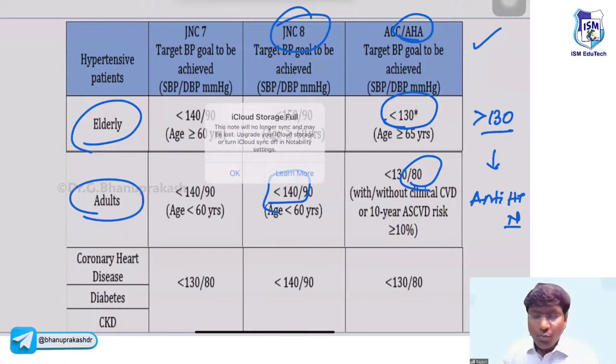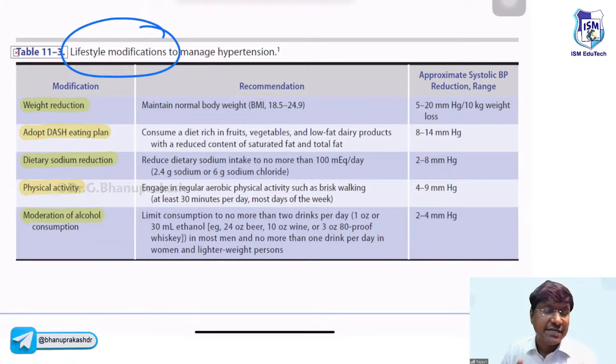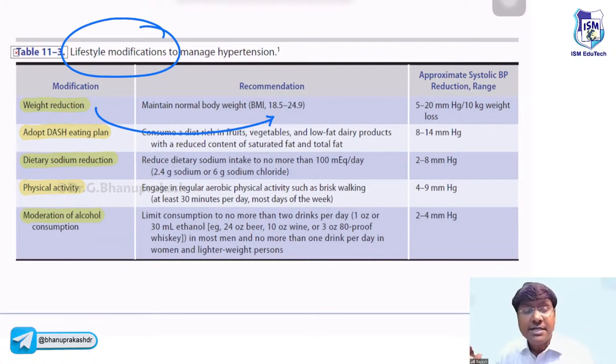In lifestyle modification, very important is weight reduction. You need to maintain a BMI of 18.5 to 24.9. That is the ideal weight that an individual with hypertension should maintain. By maintaining this BMI, how much blood pressure can be reduced? 5 to 20 millimeters of mercury for every 10 kg weight loss, is the advantage. And the diet that should be adopted is the DASH diet.